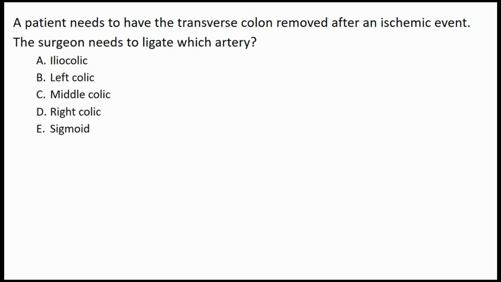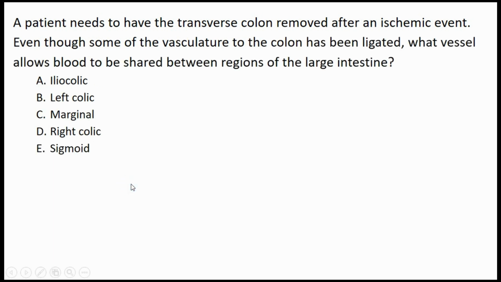All right, so let's see what we got. Transverse colon needs to be removed after an ischemic event. Which artery, in terms of our normal anatomy, not all the variations, but the normal anatomy, supplies the transverse colon? That would be C, the middle colic artery. So right colic to the ascending colon, middle colic to the transverse colon, and left colic to the descending colon. All right, next up.